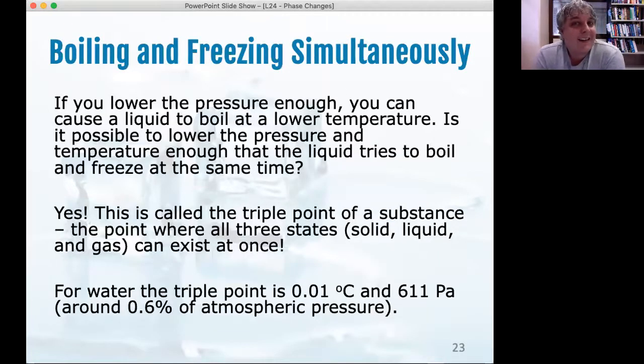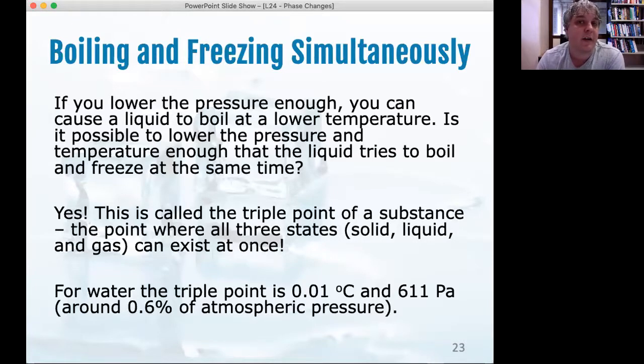So could we then get something to boil at its freezing point? Could we have it so that water is trying to freeze because it's at 0 degrees Celsius, but also trying to boil because the atmospheric pressure is so low? Could we get that scenario arising? Absolutely, yes, we can. It is called the triple point of a substance. The triple point, because all three states can exist at once.